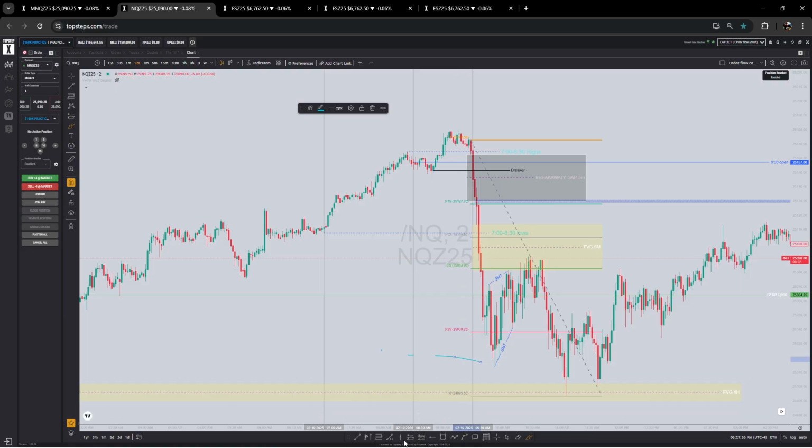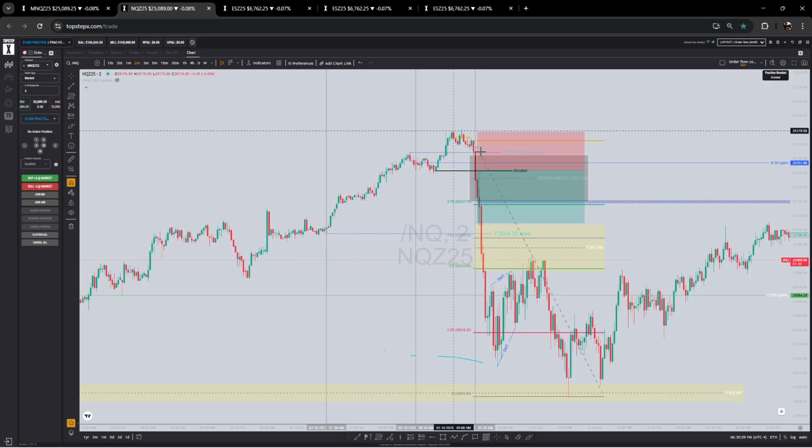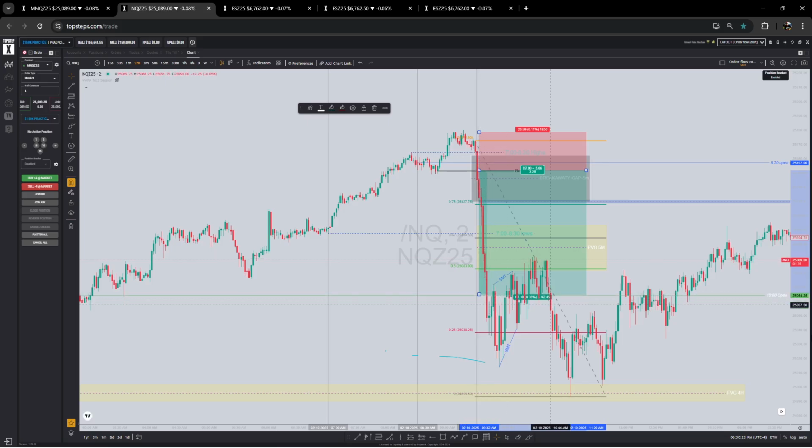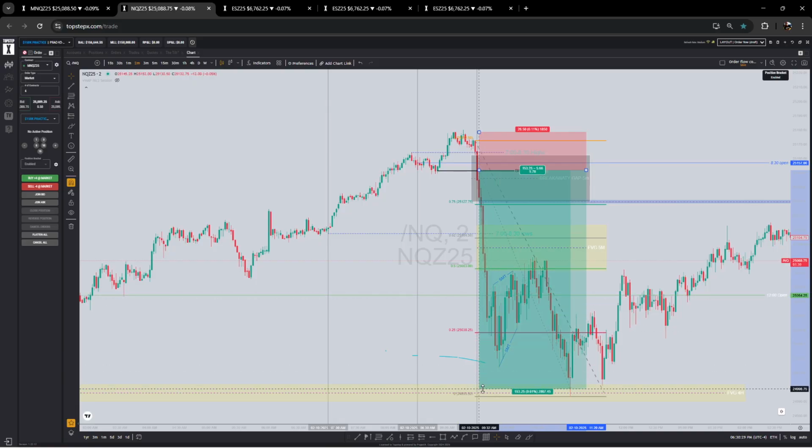This would have been the short right here. Stops right here above these highs. First partial would have been here, the marked out lows, and then we'd have held the rest, or we'd have taken a partial here again at the 12 o'clock open, and we would have held the rest for the 4-hour gap fill. That would have been a total of 1 to 5 risk to reward ratio.